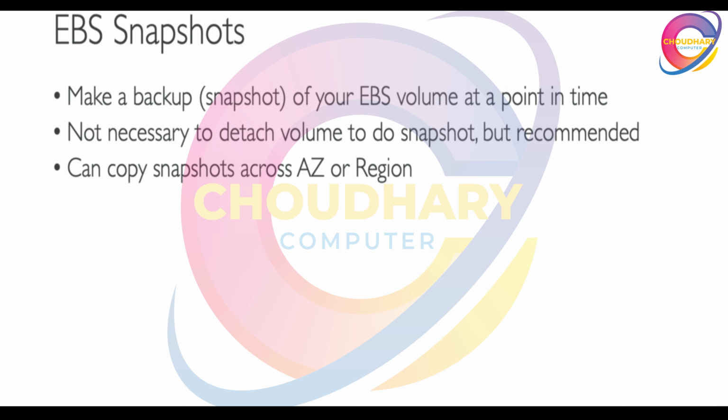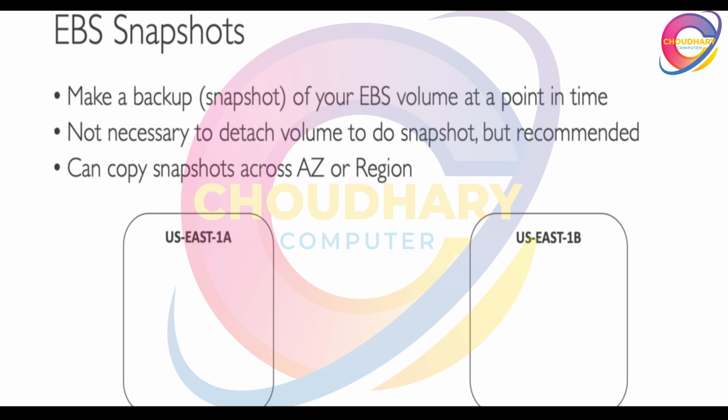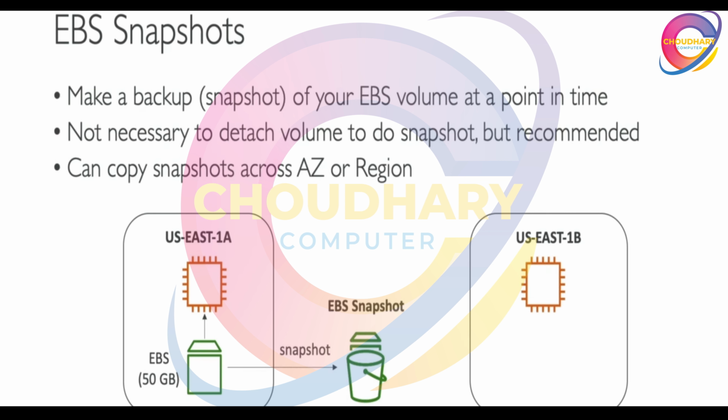So if we look at US-East-1A and we want to transfer an EBS volume to US-East-1B, the way we would do it is that we would have the EBS volume attached to the EC2 instance, and then we would snapshot it. So maybe we would stop the EC2 instance ahead of time to make sure the snapshot is clean, or we could just do it on the fly. It is really up to you and based on how you have programmed your EC2 instance.